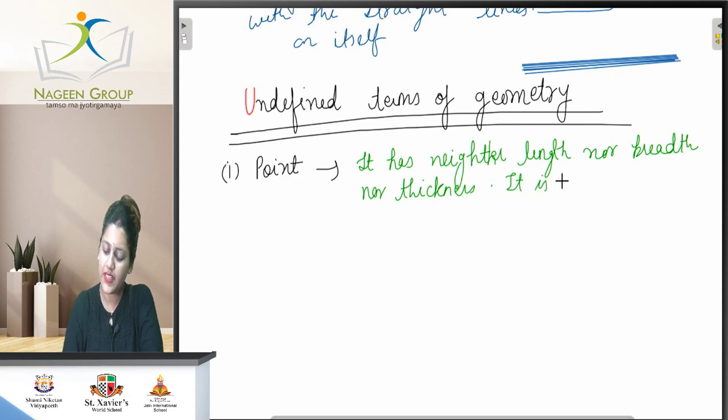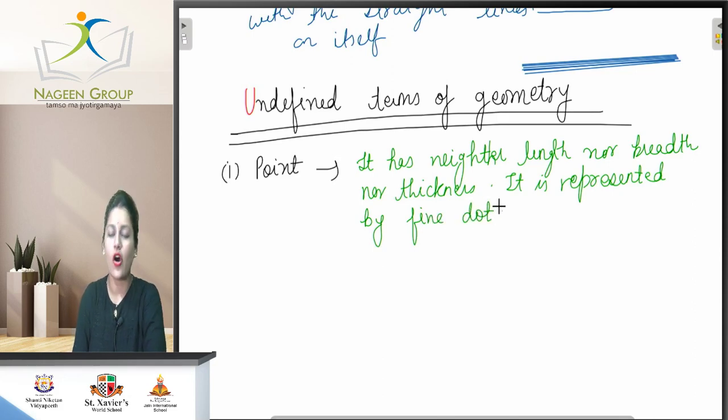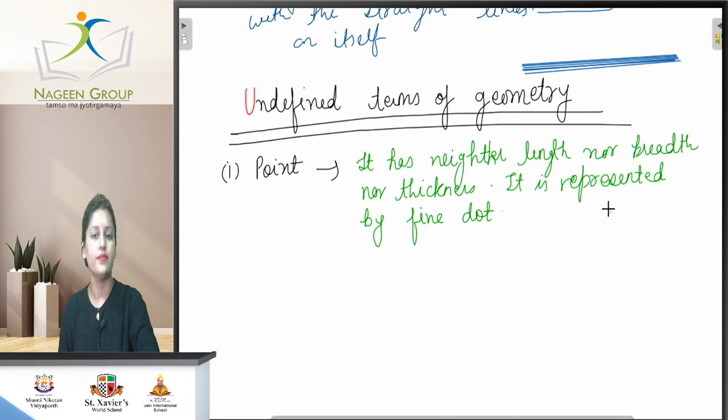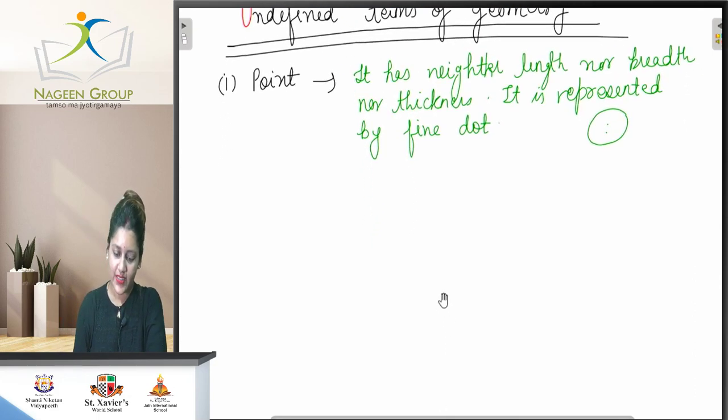It is represented by a fine dot. Here we have read about the definition of a point, which shows us that a point has no length, no breadth, no height, no thickness. It is only a fine dot, that is this one. You are able to see what I am making, this dot. Okay.